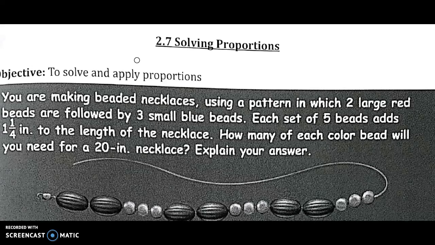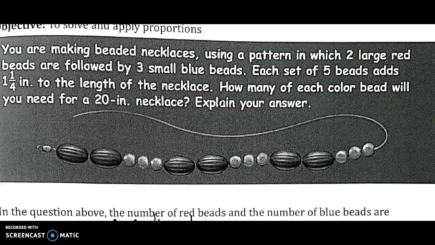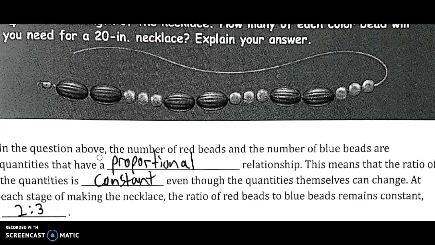In section 2.7, we're adding one more little trick into our tool bag for solving equations, and that's going to be solving proportions. So our objective, again, is to solve and apply those proportions in different sorts of questions. The first one, again, is the one we're going to skip over, but it's always good to look back if you want to see if you understand that concept. We will explain it in that next paragraph as well.